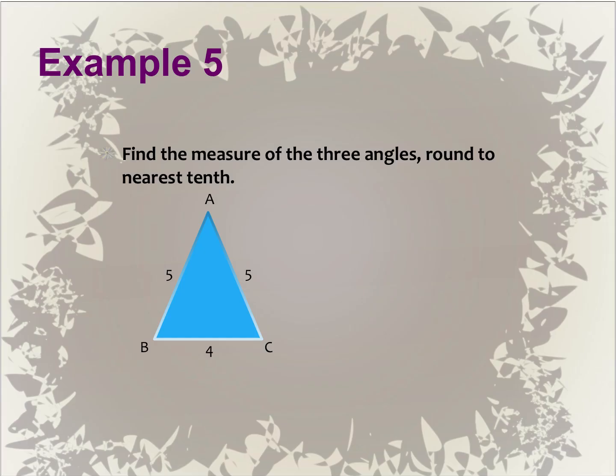All right, we're almost done. Looking at number 5. Find the measure of the 3 angles, round to the nearest tenth. Is this a right triangle? No. When you're solving using trigonometry, sine, cosine, tangent, they must be right triangles. How could I make this a right triangle? All you have to do is cut it down the middle.